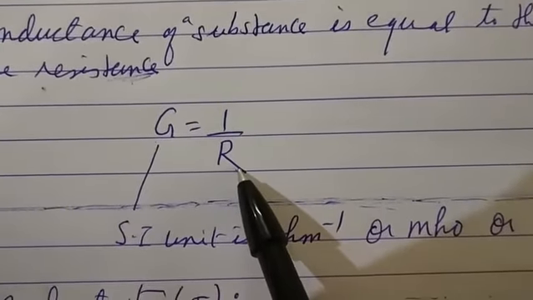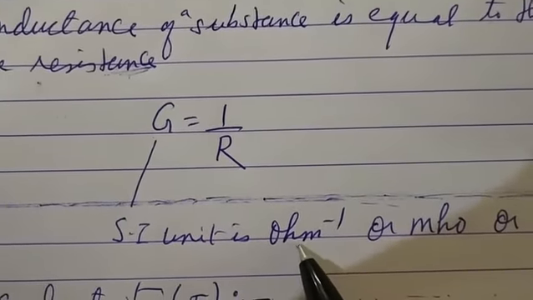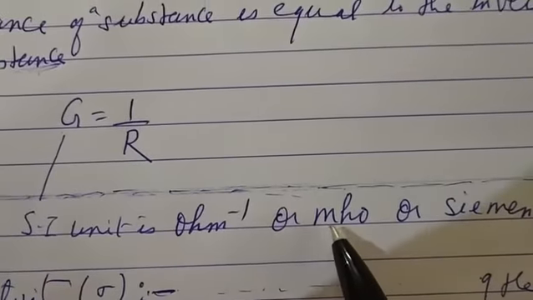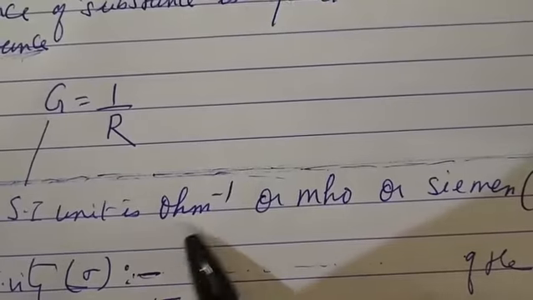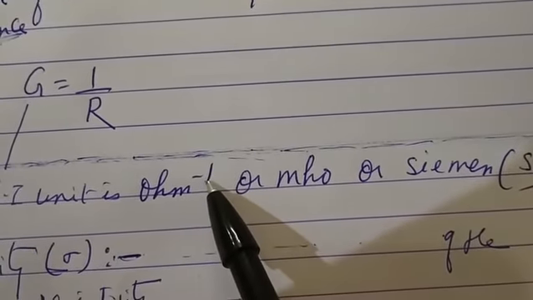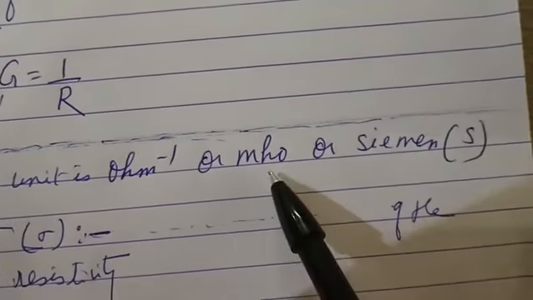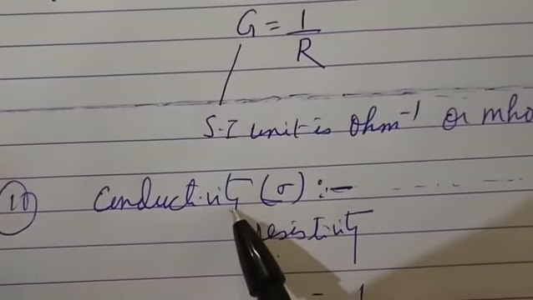Resistance unit is ohm. So the conductance unit is per ohm or ohm inverse, or we can write it mho, or Siemens S. You can use any one of them, either ohm raised to power minus 1, or per ohm, mho or Siemens. Now next is conductivity.